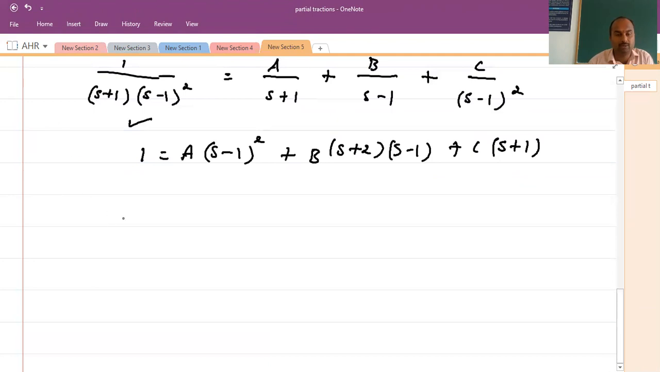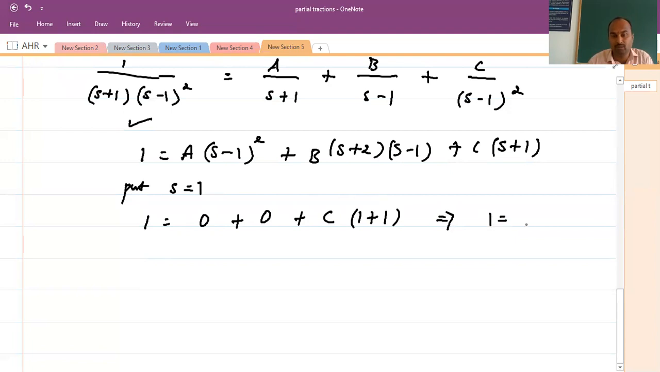So I'll substitute s is equals to 1, put s is equals to 1. So left hand side is 1. Since s minus 1, this term will be 0. In the second term also there is a s minus 1, that term will also be 0. C into 1 plus 1, which implies 1 is equals to 2c. Or what is c? 1 by 2.